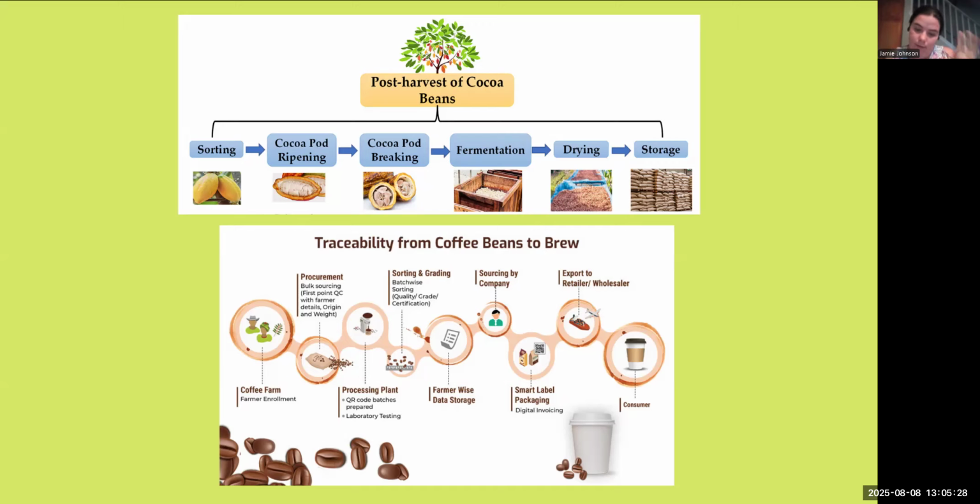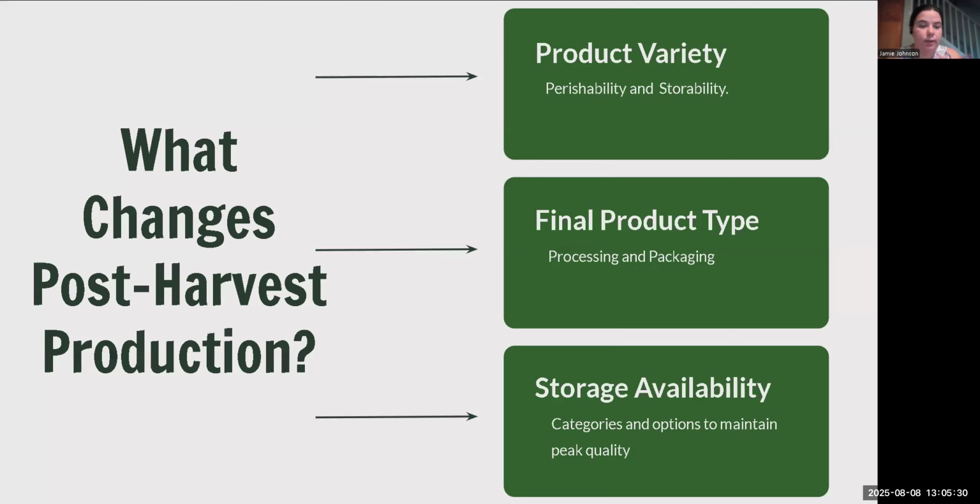Now, so there's that. What exactly changes post-harvest production? Well, your product variety changes. How fast, how long you can hold a product: perishability, storability, your final product type. So how much processing and packaging are you doing? Are you selling tomatoes that just came out of the garden? Or are you making tomato sauce out of it?